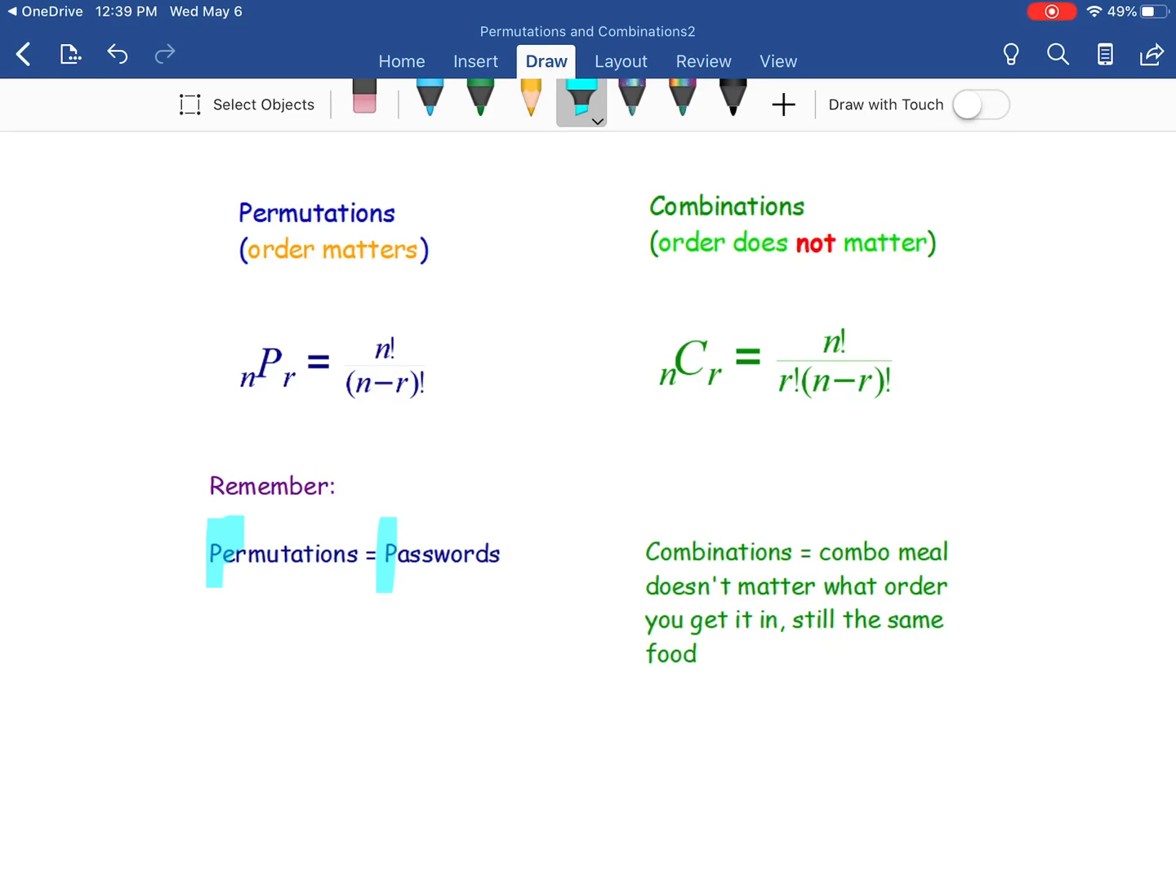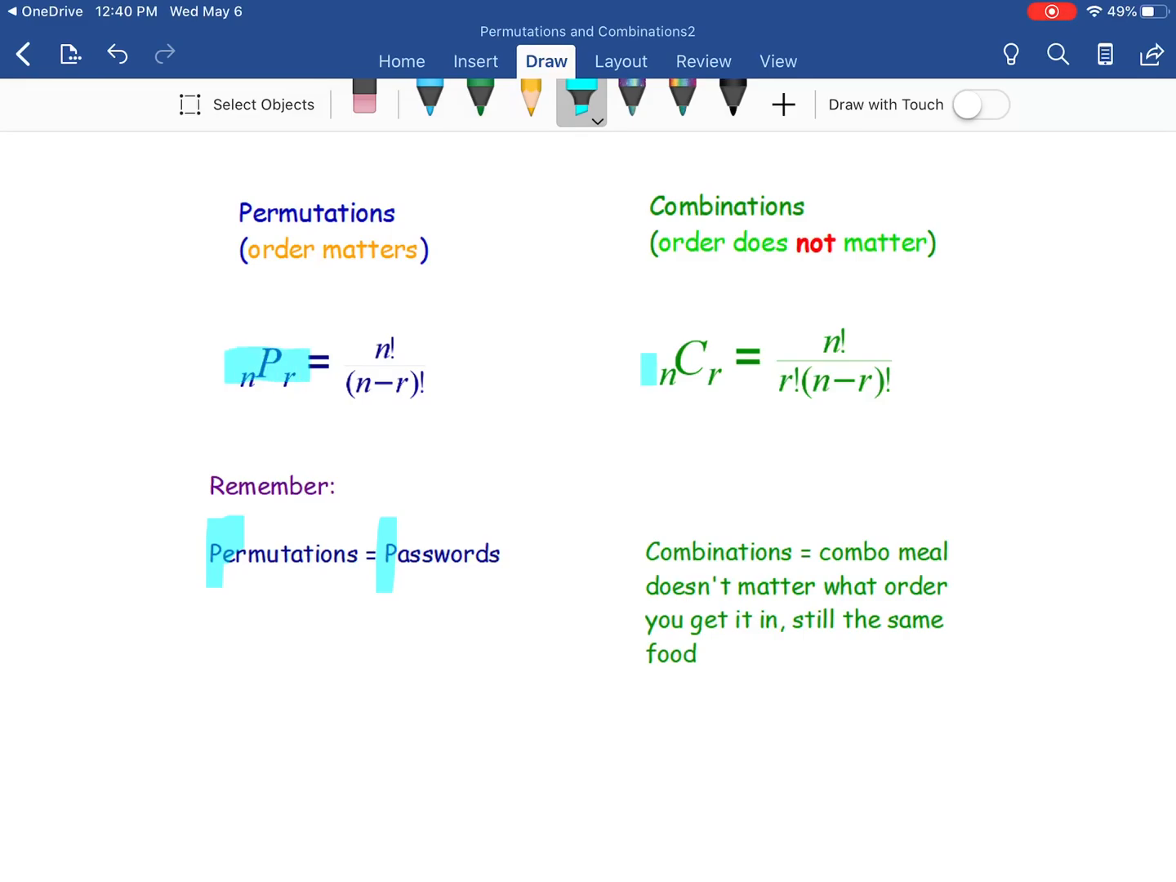Combinations, order doesn't matter. We don't care. Combinations are like if you go to a fast food place and you get a combo meal with a hamburger, french fries, and a pop. It doesn't matter if you get a hamburger, french fries, pop, or french fries, hamburger, pop, or whatever order you ask for it in, you're still going to end up with the same food in the long run. So the order does not really mean anything in that context. It's just the particular combination or group of items that matters. So we're going to look at these two things today.